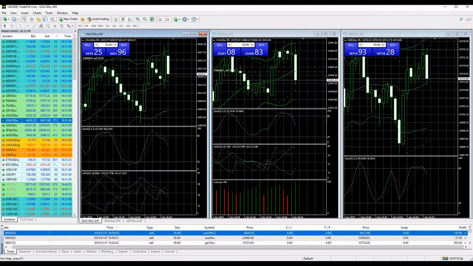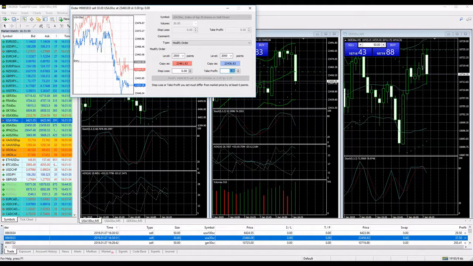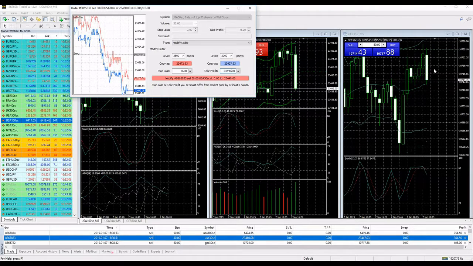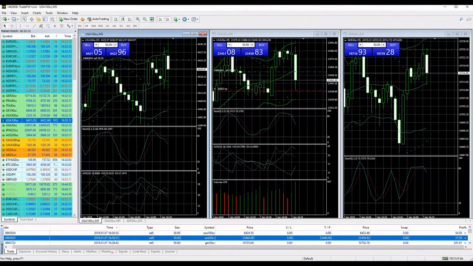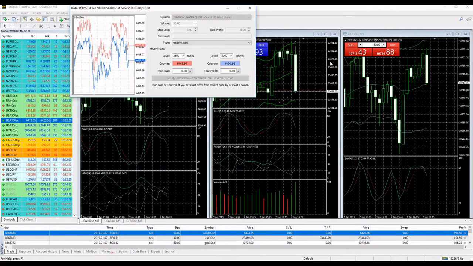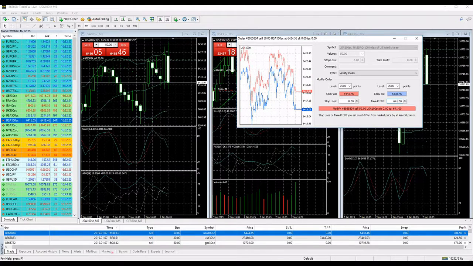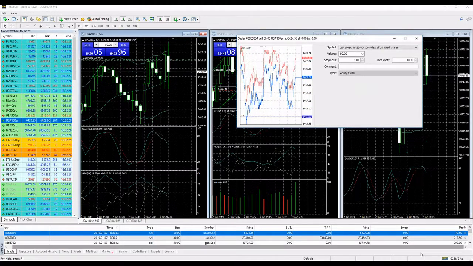The market is dropping, and when it's dropping, we go and get money. I'm putting my take profit at 23,440. That's my take profit for USA 30, a profit of $600. For USA 100, my take profit is at 6,415.